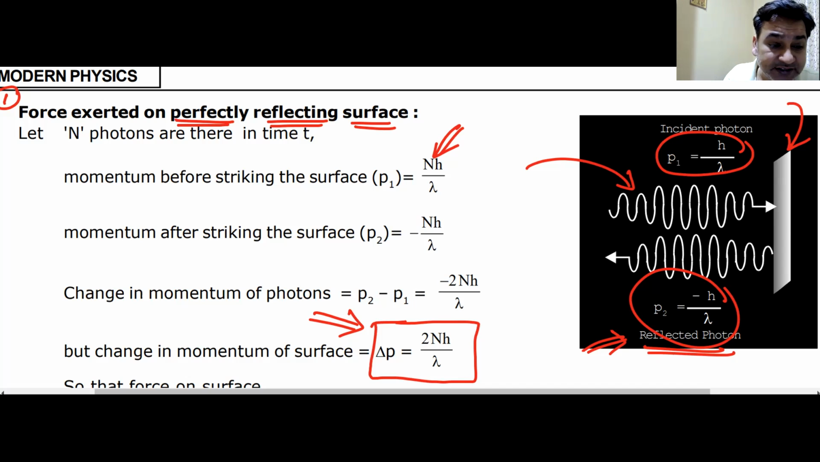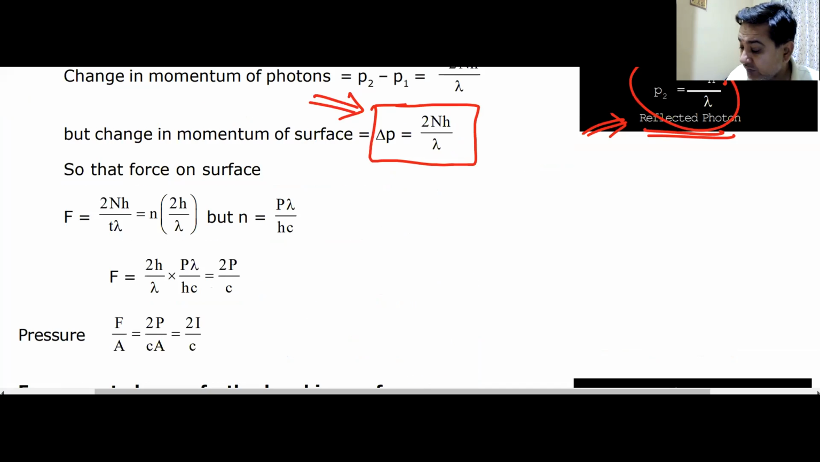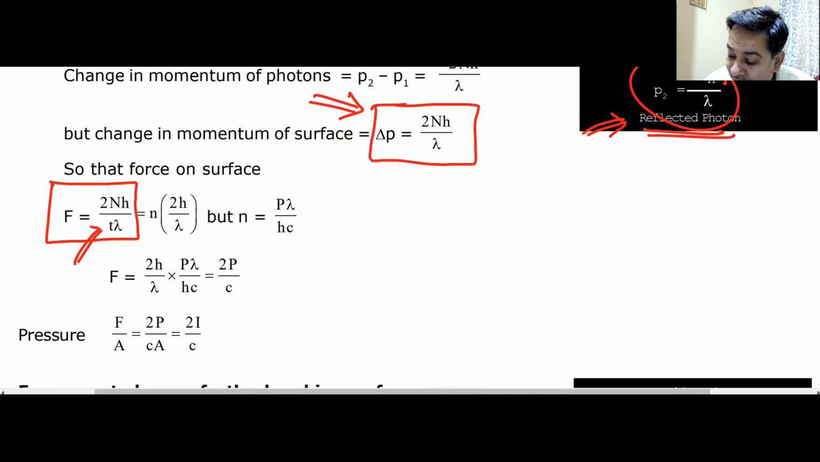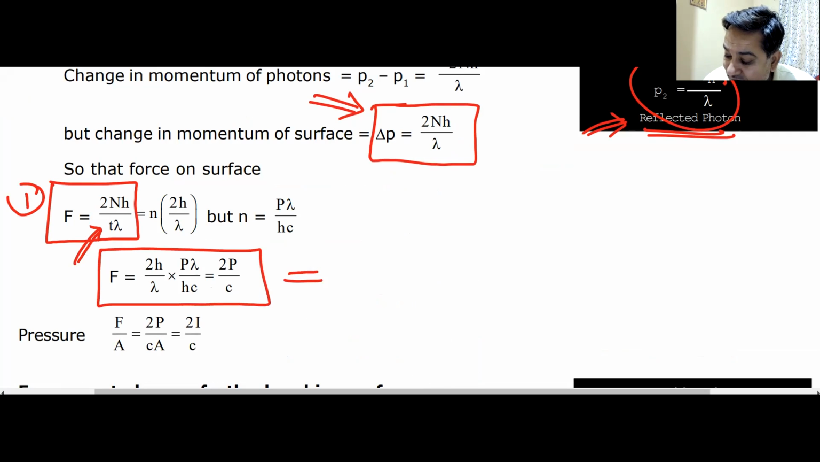Have you written this? See, I just divided by the time. I will get force. So this becomes the first formula of force. I just divided by T. This becomes the second formula of force, 2P by C. Where P stands for the power and C stands for the speed of light. Do we understand this?